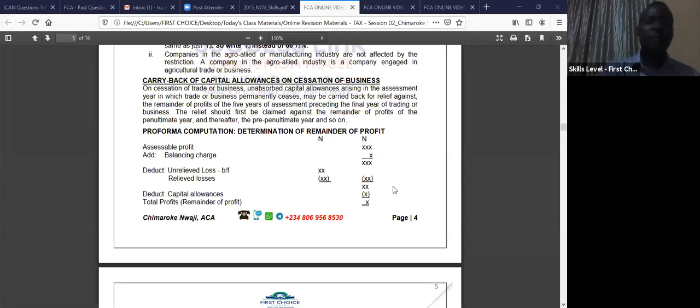You say 500,000 will be able to be relieved. The remaining 300,000 will be going to the next year. That is how you'll be doing it until it will get to the 5th year if possible, backwards. And if it gets to the 5th year, you cannot clear all of them, the remainder is deemed lost. We are going to explain further when we solve a question.